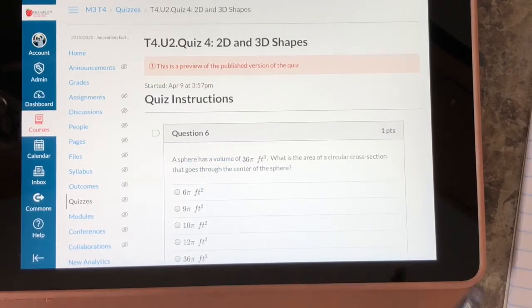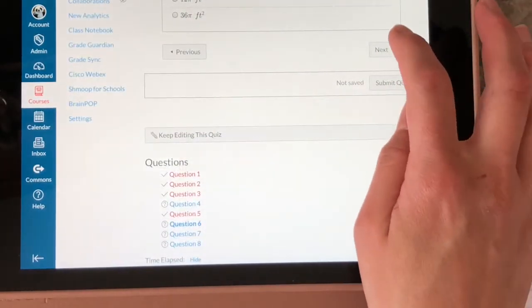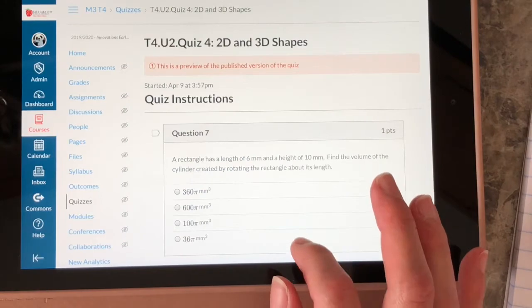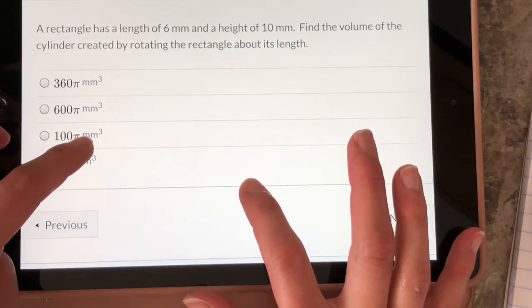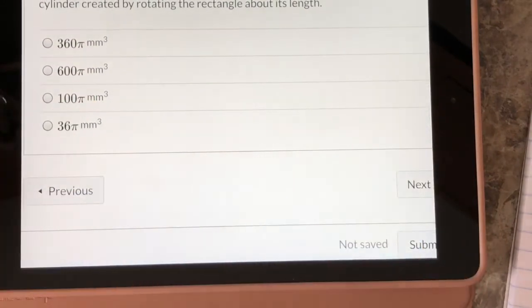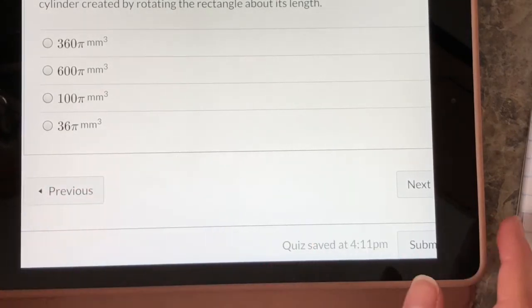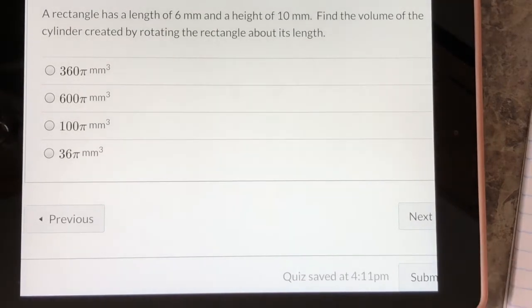All right. Let's look at, here's one I want. A rectangle has a length of 6 millimeters and a height of 10 millimeters. Find the volume of the cylinder created by rotating the rectangle about its length. Now, what does that even mean, about its length?